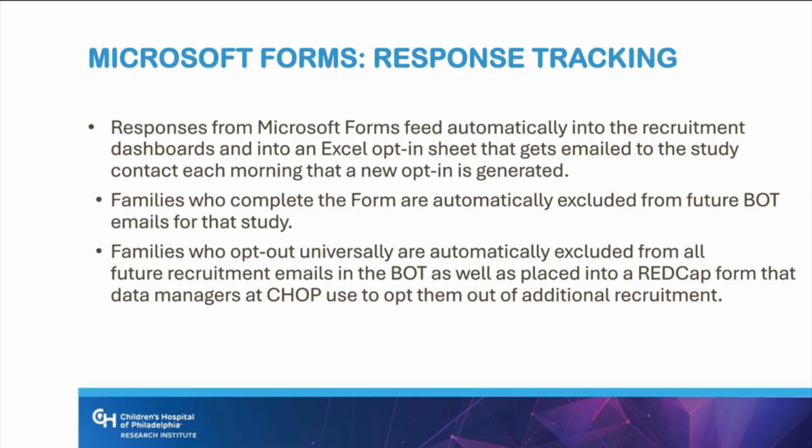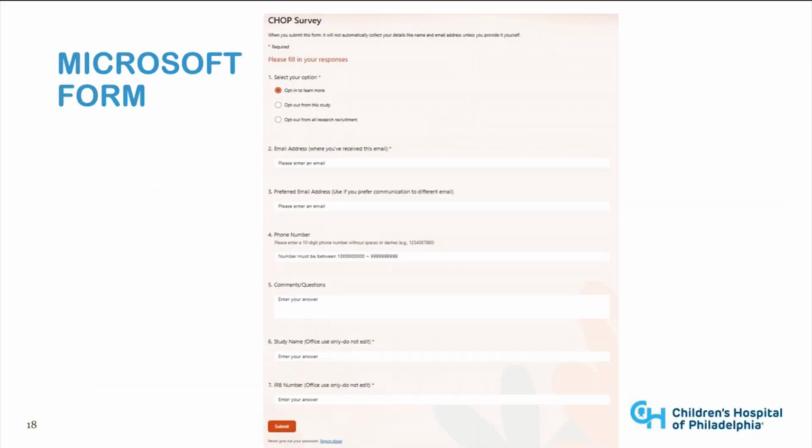This helps us prevent over-contacting families who have either already agreed to participate or who have opted out of that study. Additionally, families who opt out universally are automatically excluded from all future recruitment emails from the bot, so no more manually checking 100-plus lists, and they're also placed into a REDCap form that data managers at CHOP use to opt them out of additional recruitment. In addition to what our office does, some study teams will still look in Epic and recruit families individually, but this allows communication to set a flag in Epic to not recruit those families.